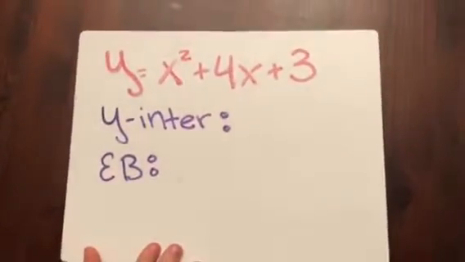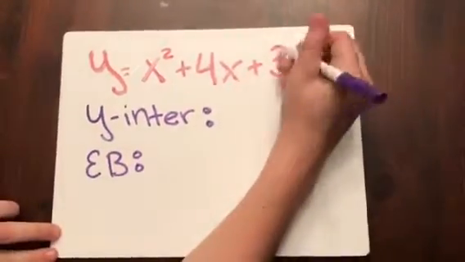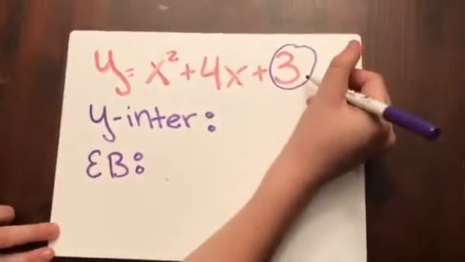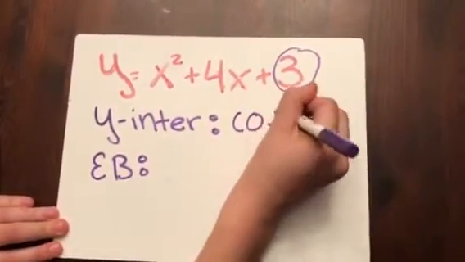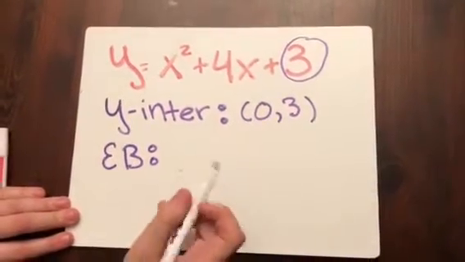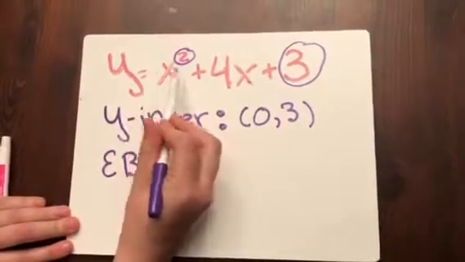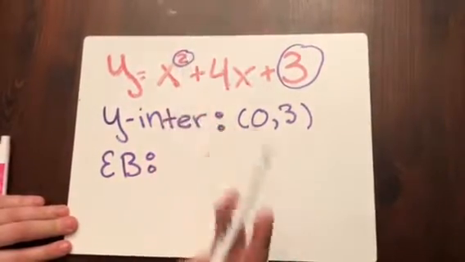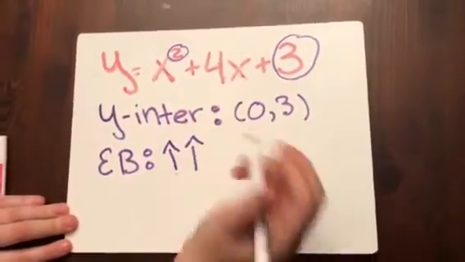For another example of this, again, we'd first find our y-intercept, which would be a 3. Because there's no attached variable to this, it would just be 0, 3. End behavior, we're going to look at our exponent. So this would be a 2, and there's no negative sign, which means this is a positive even. Arrow notation, this would be up, up.